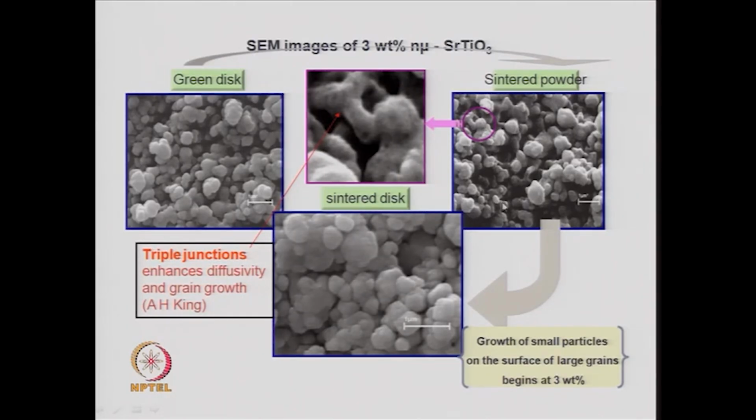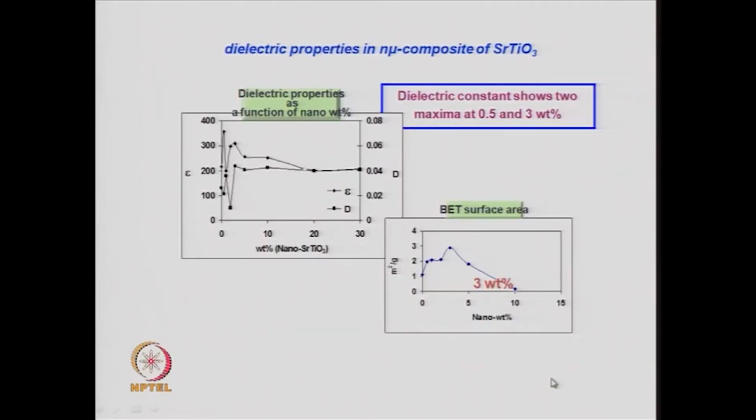Now, in this particular case, you can look at these pictures much more closely, and if you look at these pictures closely, you will see that there is a large grain, and on the surface of the large grain there are smaller particles. So, there is a growth of small particles on the surface of large grains at particular or specific compositions, and in strontium titanate that is very much seen at 3 weight% of dopant of the nanoparticles.